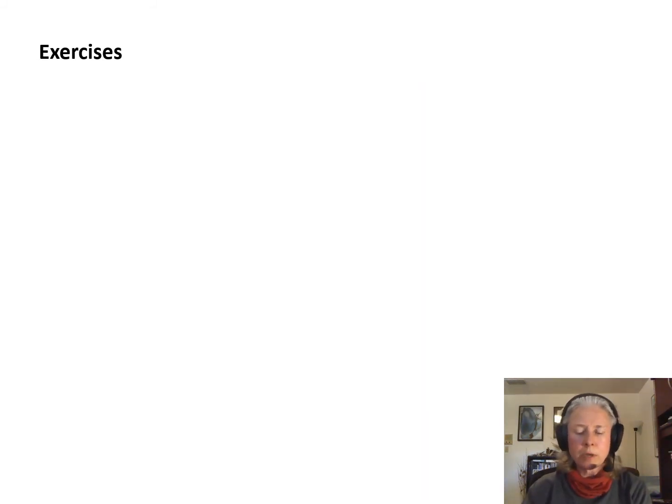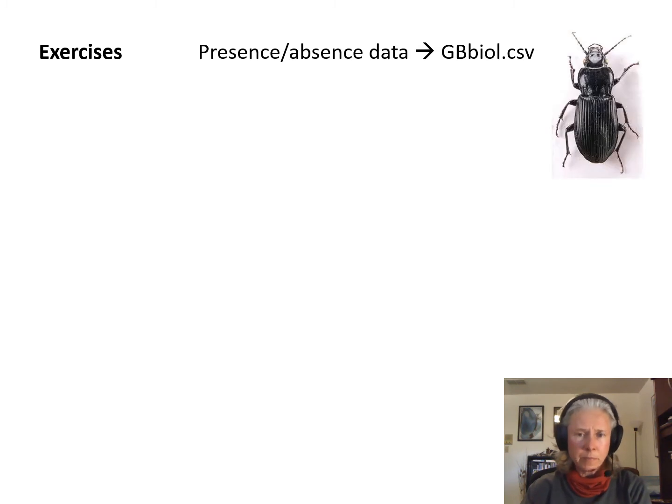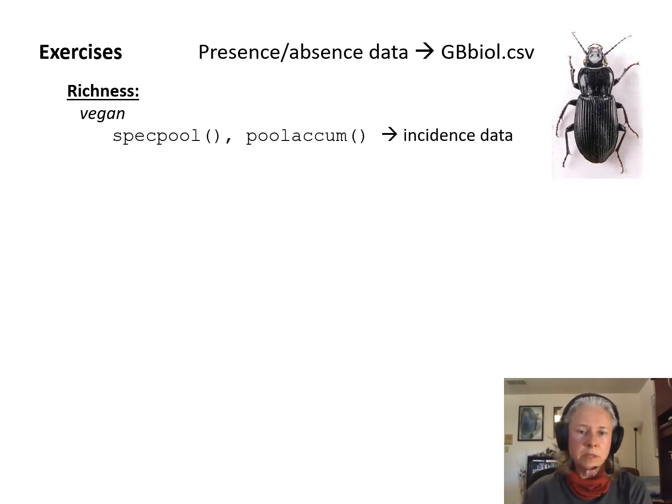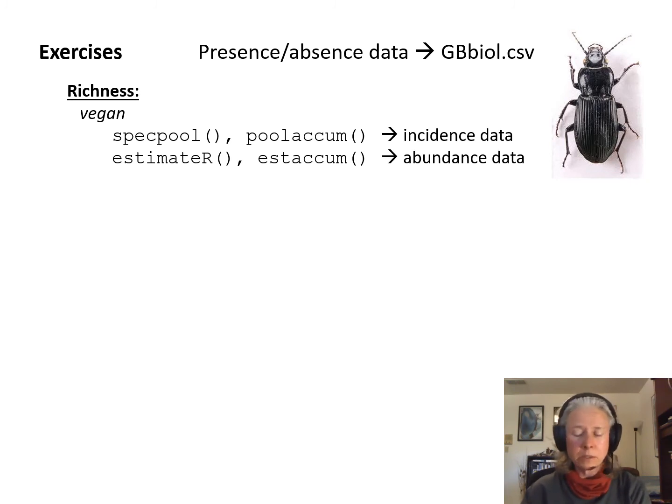So in the exercises for today, we started by working with presence-absence data, the gbbiol.csv file of the ground beetles. And in calculating richness, we leaned pretty heavily on the package vegan throughout today's lesson. In vegan, we specifically used a couple of commands, specpool and poolaccum if you have incidence data, or estimateR and specaccum if you have abundance data.